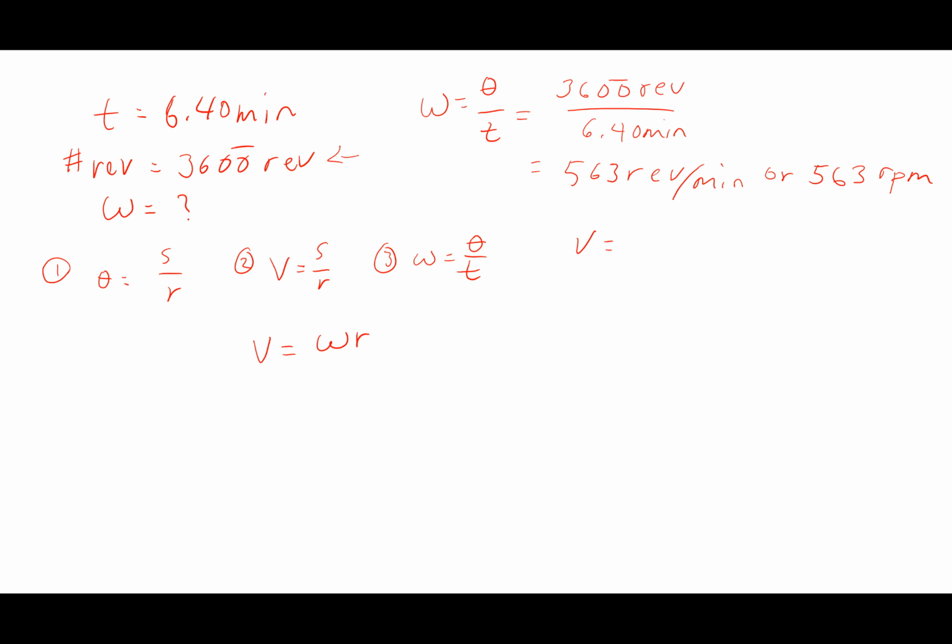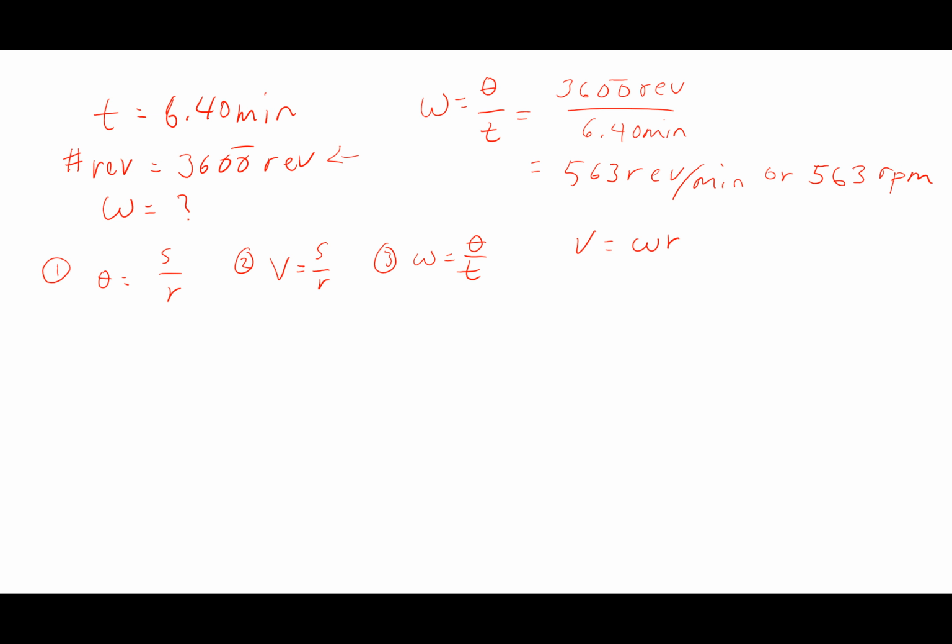A wheel of 1 meter radius turns at 1,000 RPMs. A, express the angular speed in rads per second. B, find the angular displacement in 2 seconds. And C, find the linear speed of a point on the rim of the wheel. It shows you the wheel on page 234.